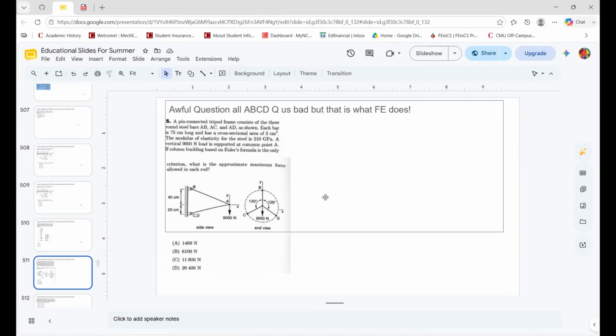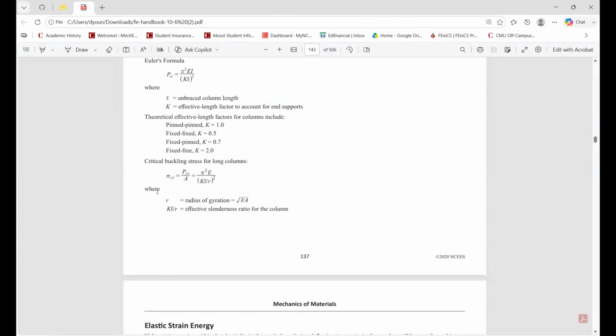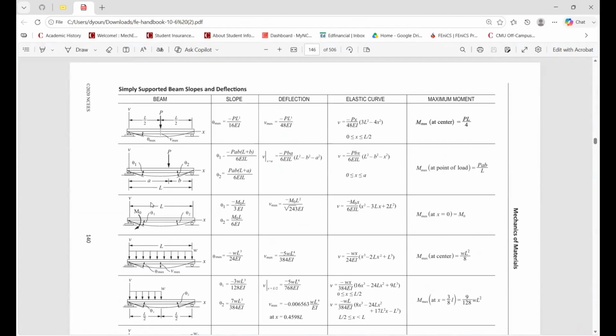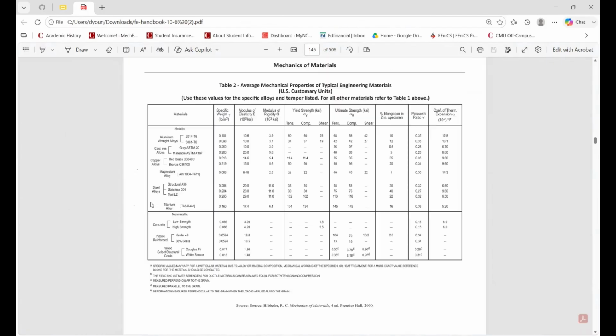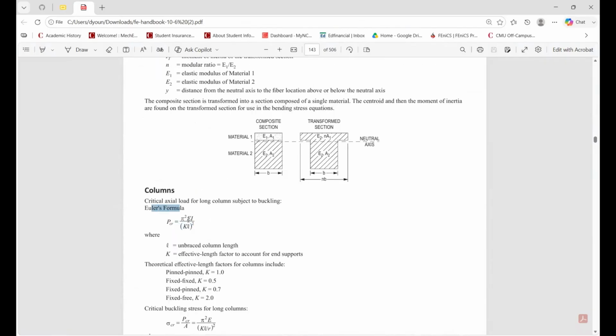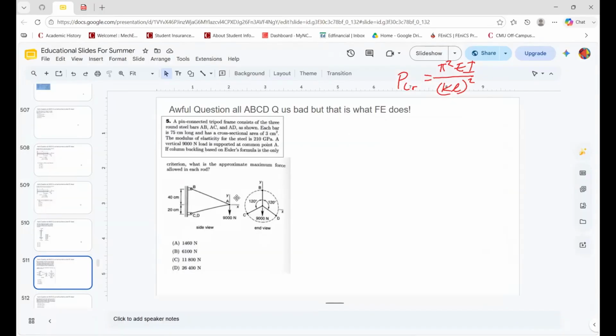A vertical load of 9,000 is supported at the common point A. If column buckling based on Euler's formula is the only condition, what is the maximum force allowed? Euler's formula. Oh, that's going to be using one of these again, right? Here it is. Euler's formula, which is P critical equals pi squared EI divided by (KL) squared. And with that said, we have to get the approximate maximum force of each rod.